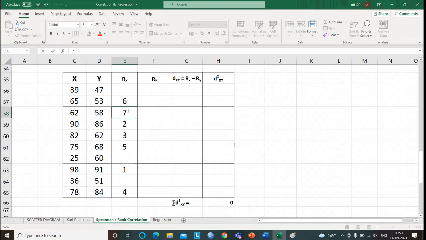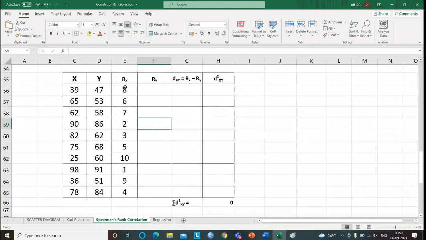After these two ranks, next the values which are not there in 50, we don't have any 50s, even 40s also. Then moving on to the 30s. So 39, we have 8th rank, next 36, 9th rank, and the last, least variable 25 is given as 10th rank.